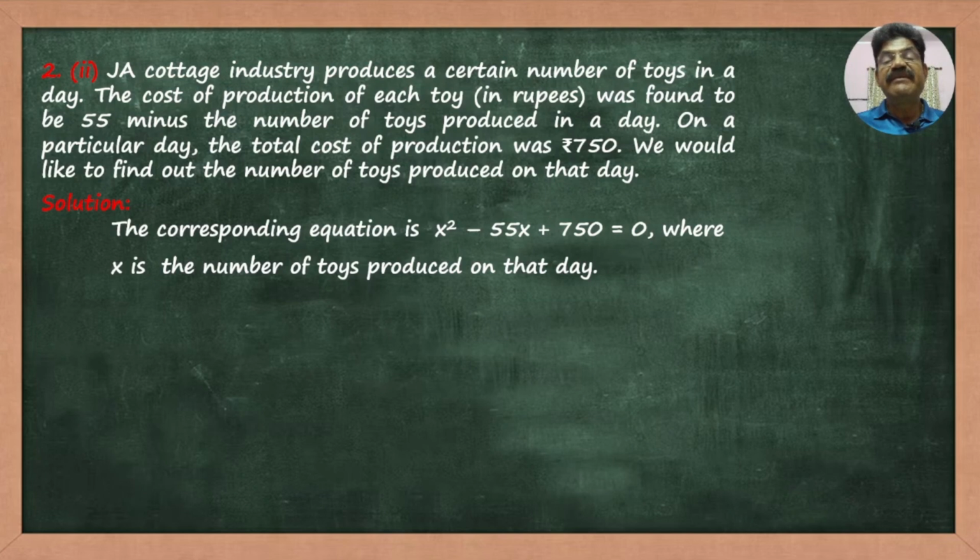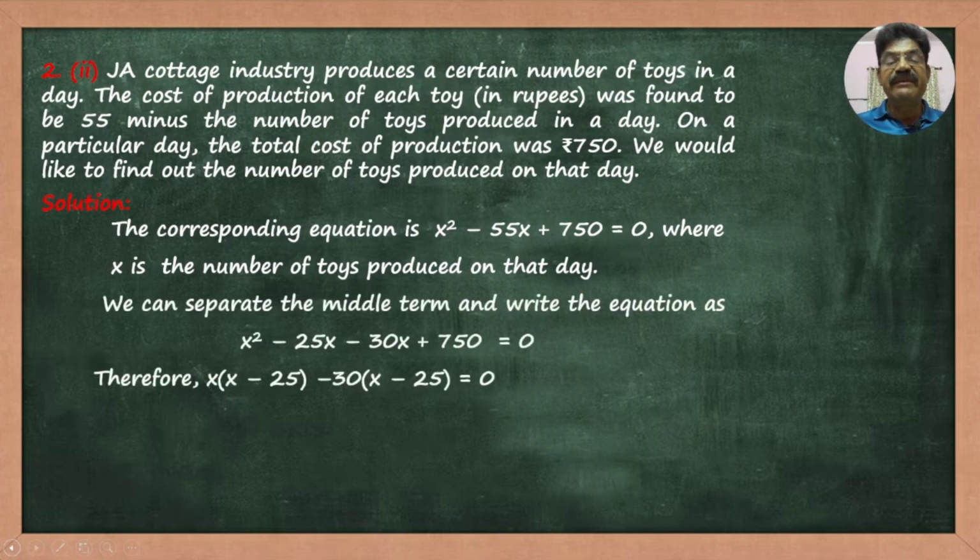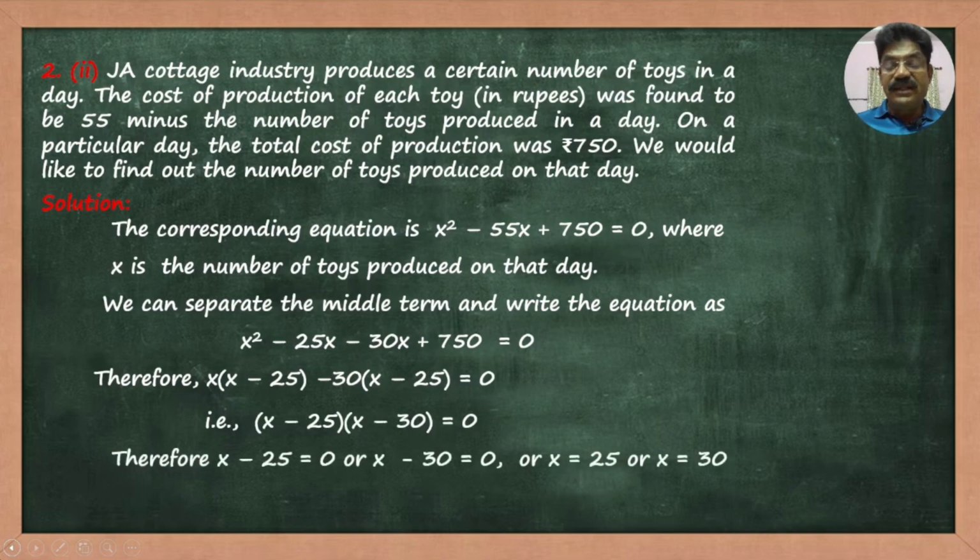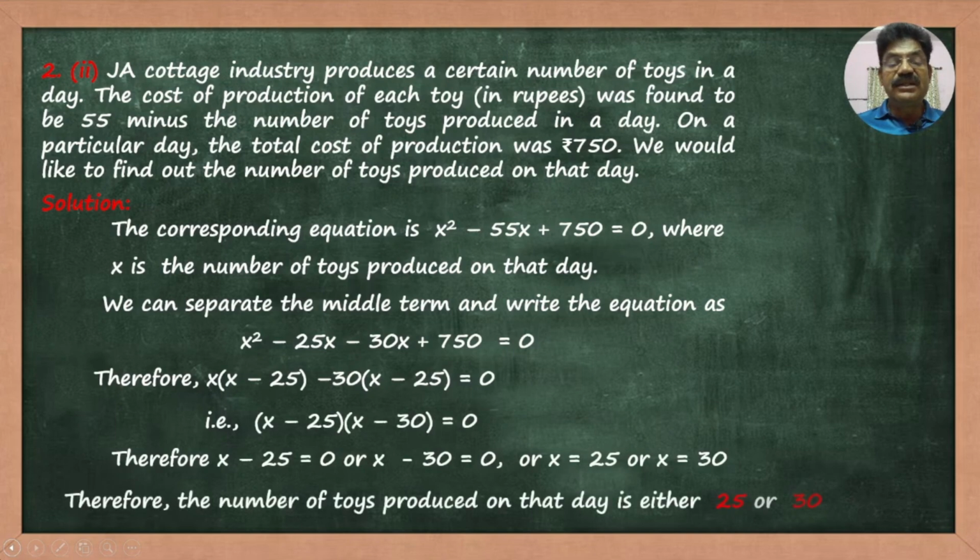x square minus 55x plus 750 is equal to 0, where x is the number of toys produced on that day. Now you have to factorize minus 55x. It is very simple. Minus 55x can be written as minus 25x minus 30x. Therefore, the given equation is x into x minus 25 minus 30 into x minus 25 is equal to 0, or x minus 25 into x minus 30 is equal to 0. So either x is equal to 25 or x is equal to 30. Therefore, the number of toys produced on that day is either 25 or 30. Both are correct answers for this problem.